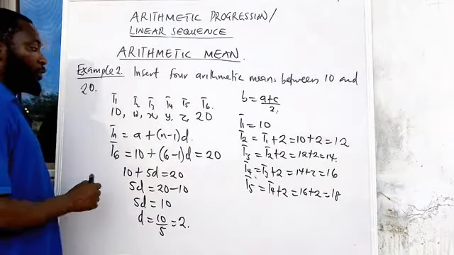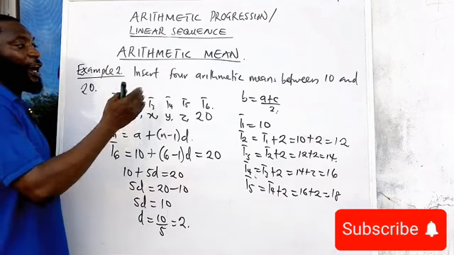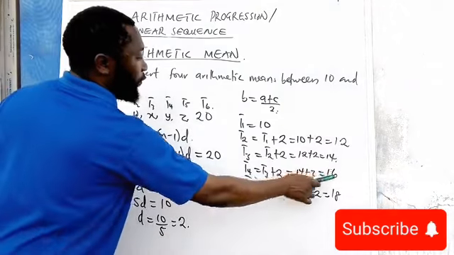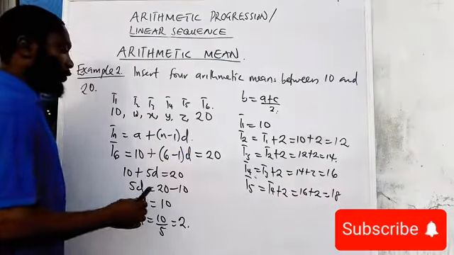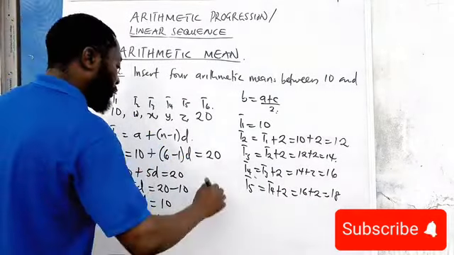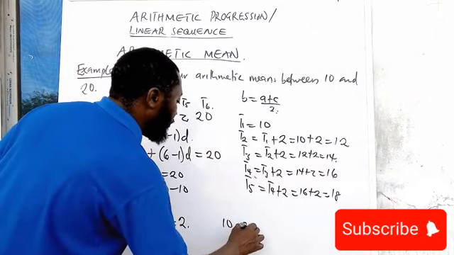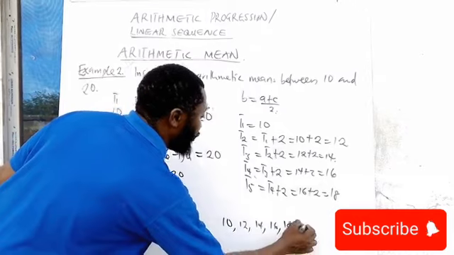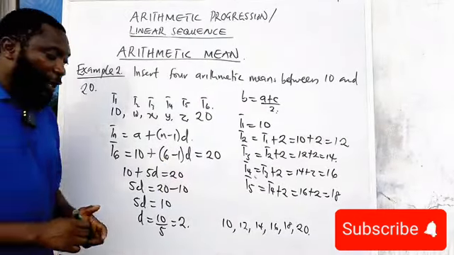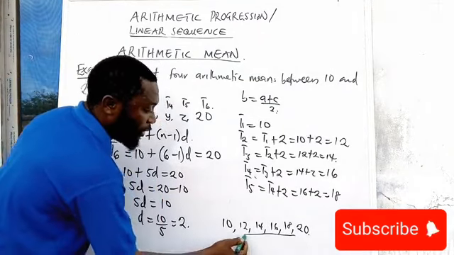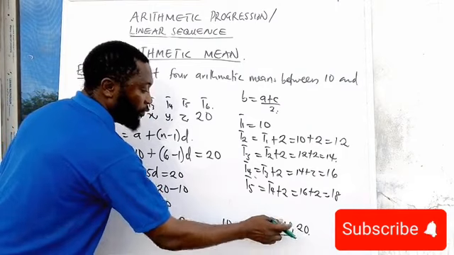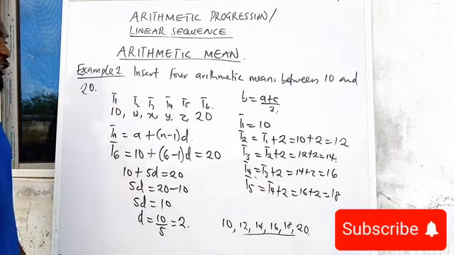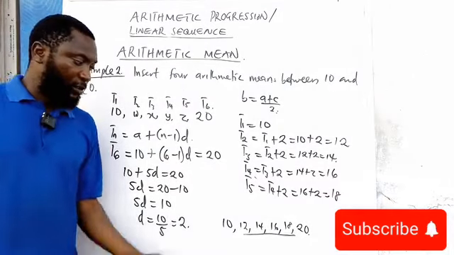So meaning the 4 arithmetic means between 10 and 20 are 12, 14, 16, 18. So the number sequence will now be 10, 12, 14, 16, 18, and the last term is 20. And this is the sequence. So the 4 arithmetic means between 10 and 20 are 12, 14, 16, 18. And that was the end of this question. So that is one application of this topic, arithmetic mean.